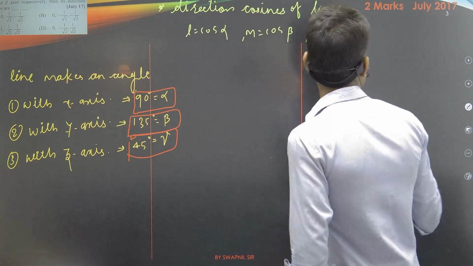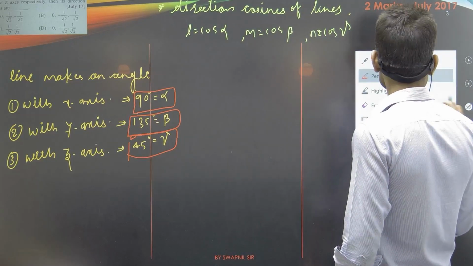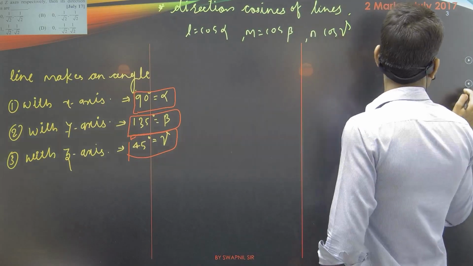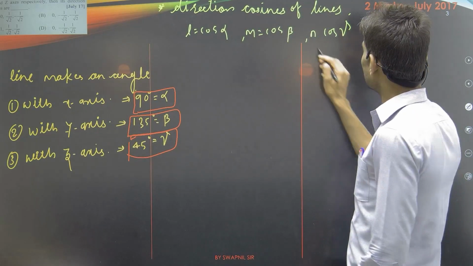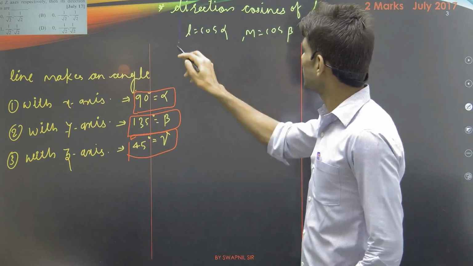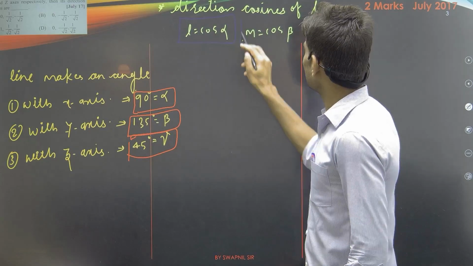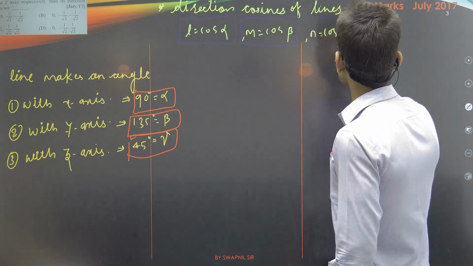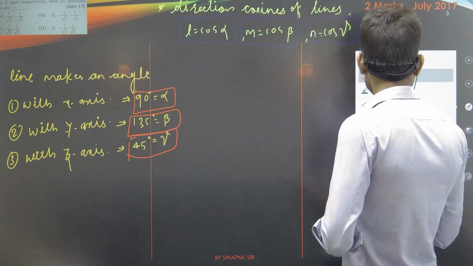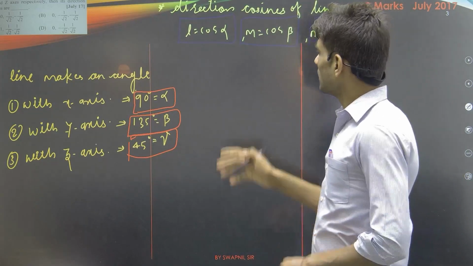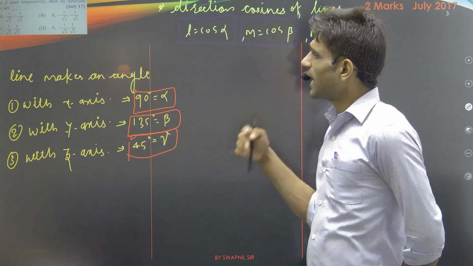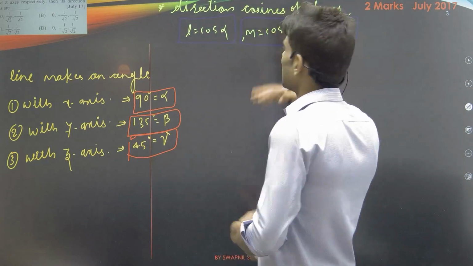See how easy this part is, we just need to substitute the values here. We have l as cos alpha, m as cos beta, and n as cos gamma. Now substitute the values for alpha, beta, and gamma in our l, m, and n, and you will get the required direction cosines.